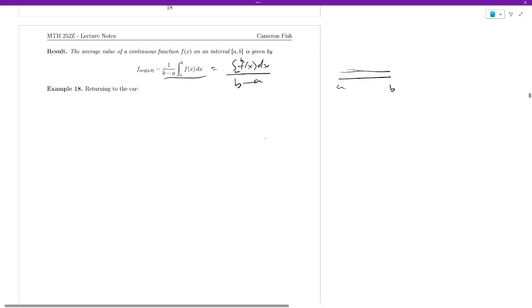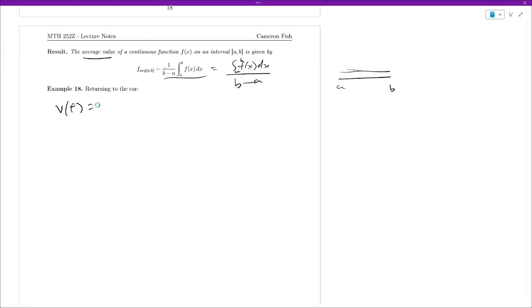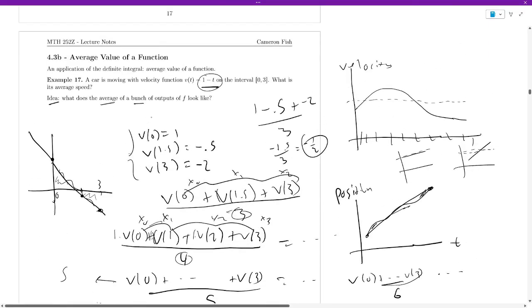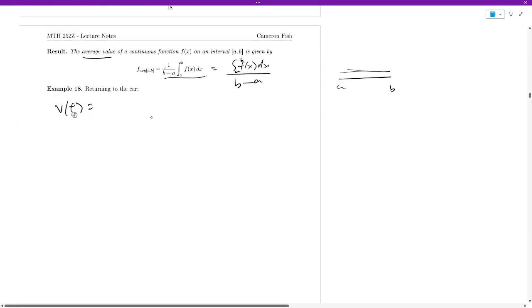So basically what you need to know is that if you have a story problem that says find the average value of a function, then we're just going to do the integral, but then we're going to divide by the width, a to b, b minus a. So for our car, v of t is 1 minus t, and we're on the interval 0 to 3.